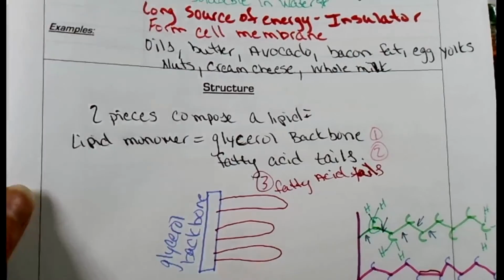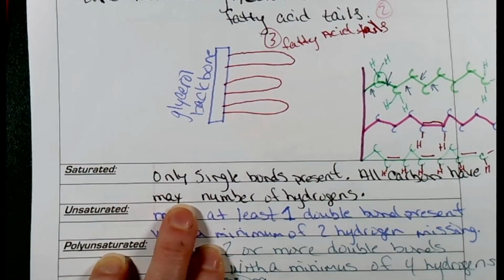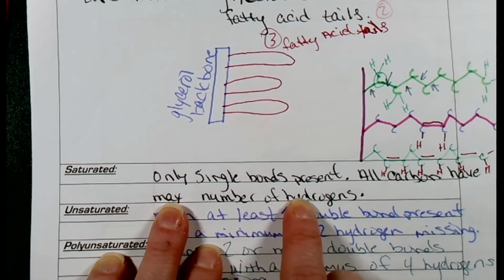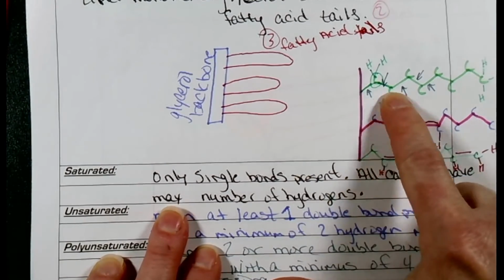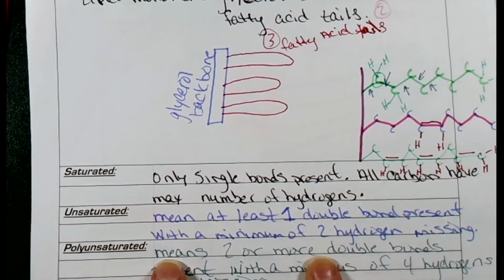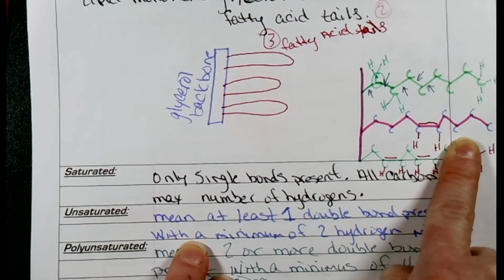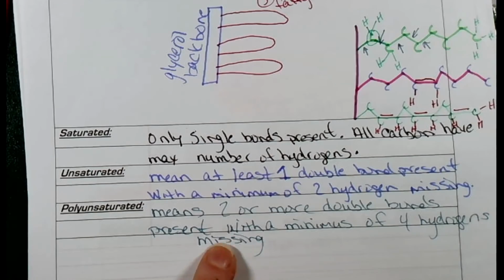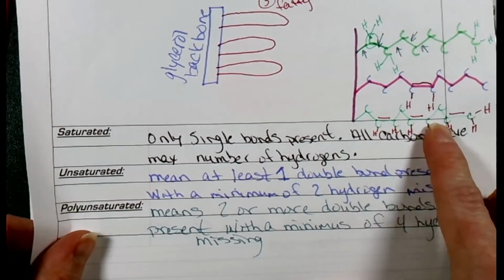We went over saturated and unsaturated. So saturated means only single bonds are present. All carbons have the max number of hydrogens that they can hold. And it looks like this. Unsaturated, at least one double bond is present with a minimum of two hydrogens missing. It looks like this. And polyunsaturated means there's two or more double bonds present with a minimum of 4 hydrogens missing. It looks like that.